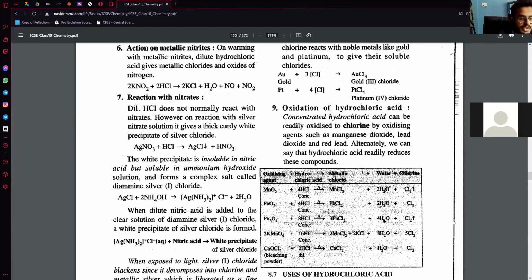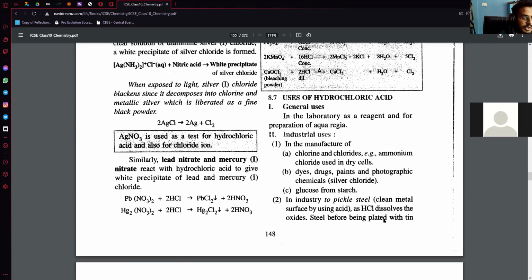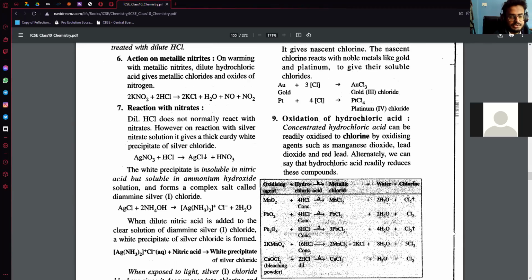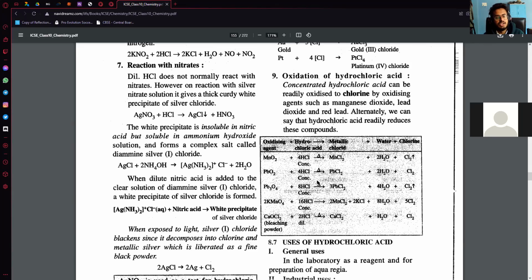And there is one more reaction, that is oxidation of hydrochloric acid. Oxidizing agents like manganese oxide, MnO2, PbO2, right? These react with concentrated hydrochloric acid to form the metal salt, that is MnCl2, manganese chloride, plus water and a yellowish colored gas called chlorine. So this is oxidation of hydrochloric acid. This reaction is also very important.